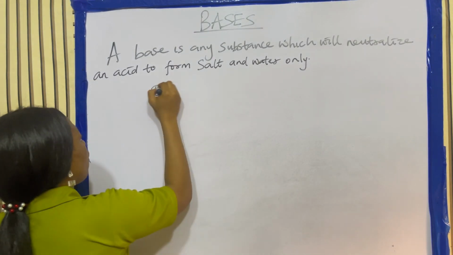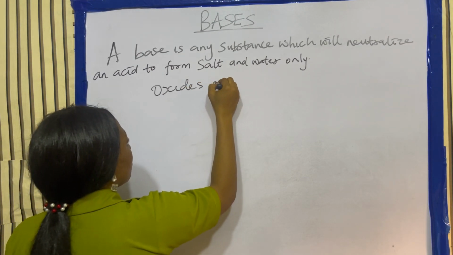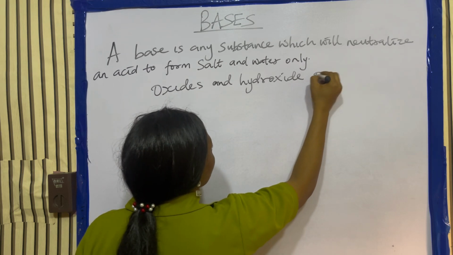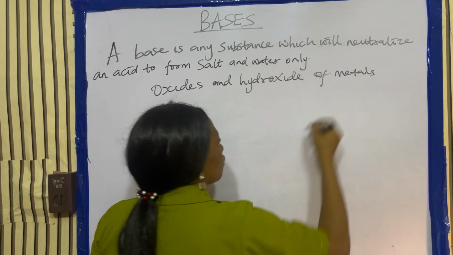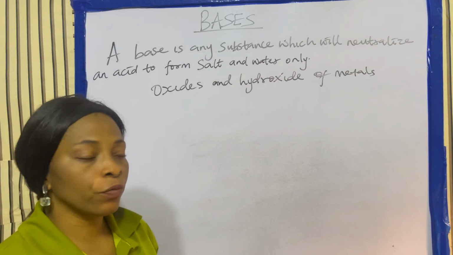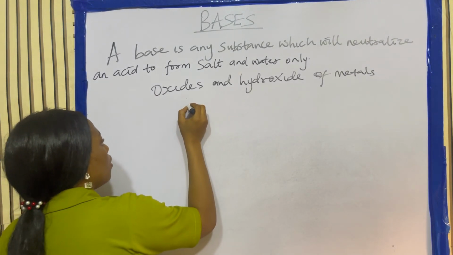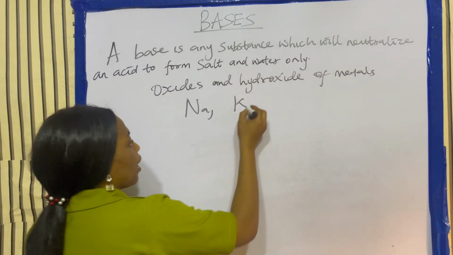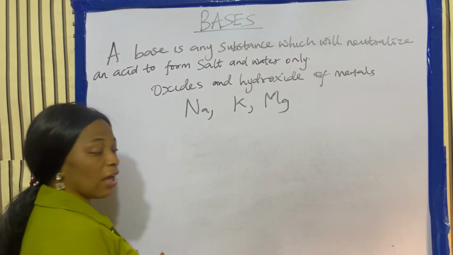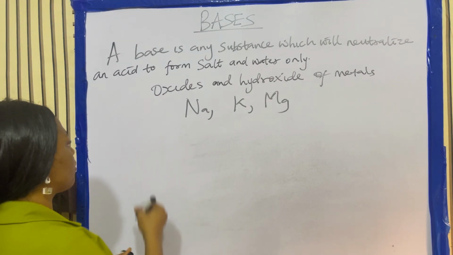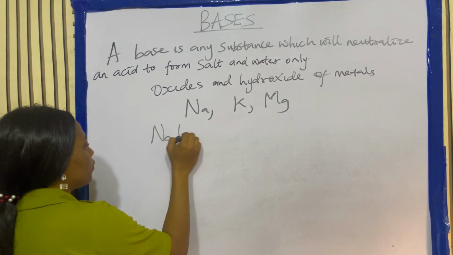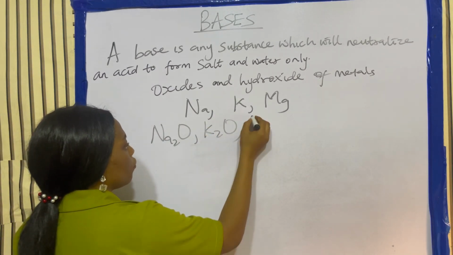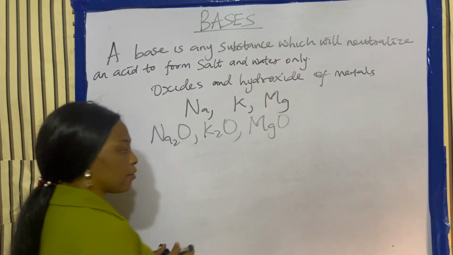Bases are usually oxides and hydroxides. Oxides and hydroxides of metals. So let's look at some of the metals we know. For example, we have sodium, potassium, magnesium, and so on. So let's look at their oxides. An oxide of sodium is a base. An oxide of potassium is a base. An oxide of magnesium is a base.